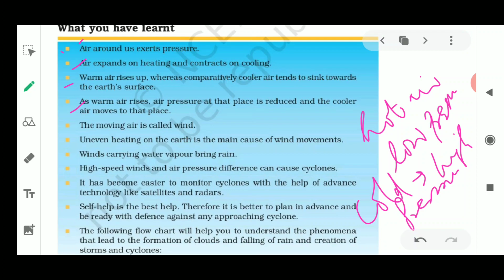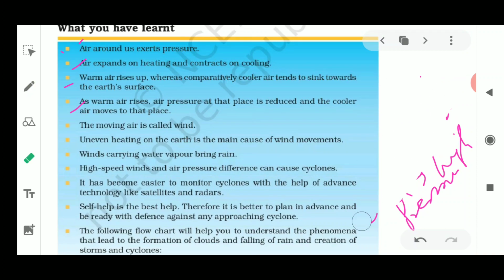So that is why it is termed as warm air is going to rise up as air pressure at a place is more. Okay, then we have seen the next point, that moving air is called wind. Now because of this moving air, how this air was moving, it is moving because of the pressure difference. Now as soon as the pressure was different in nature, means pressure was more and less, then only the wind started blowing.